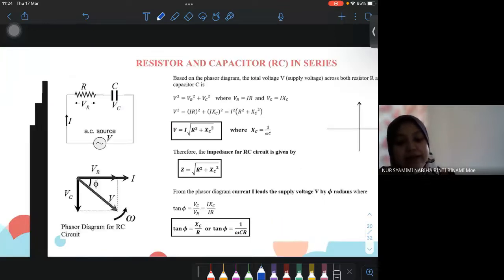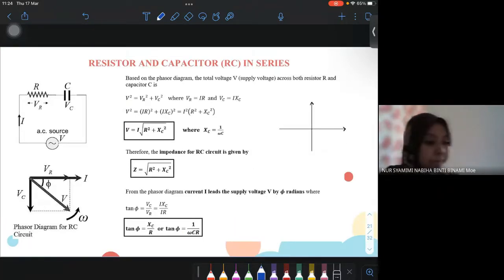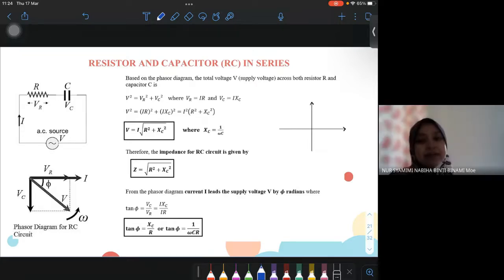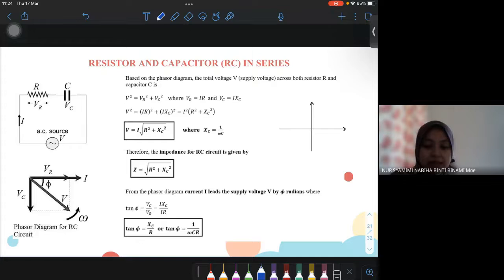Boleh saya proceed lagi untuk RC circuit? Yes, madam. Okay, good. Alright, for RC circuit, dia sama juga macam RL tadi, tetapi yang membezakan dia ialah phasor diagram. For example, macam tadi I kita. So, I is equals to I naught sin omega t, dan cos pun boleh, tak ada masalah. Sin dia akan berada di positive X. So, this is my current.